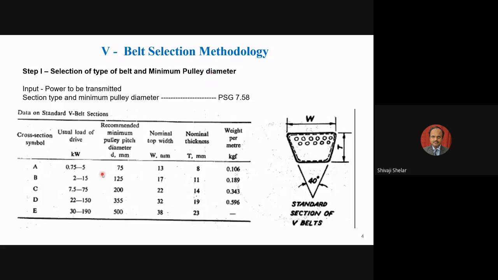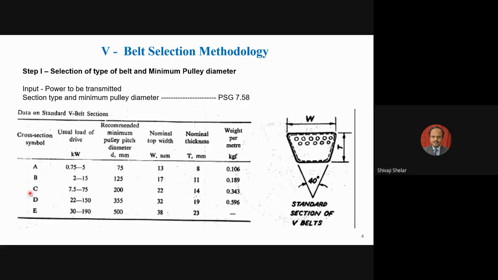So the rated power is given for that drive, suppose the rated power is 10 kilowatt. If the rated power of the drive is between 7.5 to 75 kilowatt, so 10 kilowatt here, you can select a belt cross section as P section, having minimum pulley diameter equal to 400 mm. The top width of that belt will be 22 mm, and the thickness of the belt will be 14 mm. The weight is also given, because if it is a high speed belt, then the weight is also important, because this will create additional centrifugal forces here.